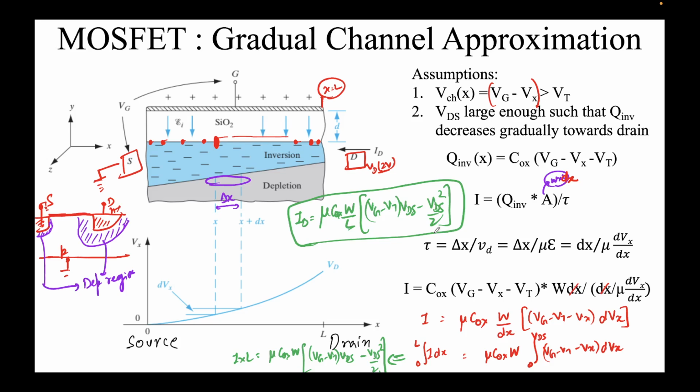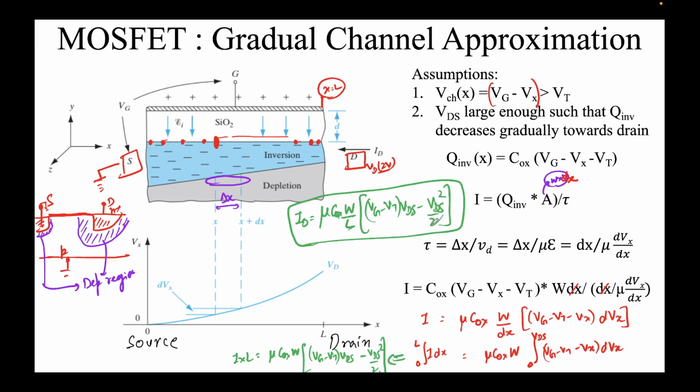Let's just do one very simple thing. Let's put VDS very small. What I'll do is take some typical values. Let's say Vg minus Vt is 2 volts, and VDS is 0.1 volts. So 2 times 0.1, and 0.1 whole squared.